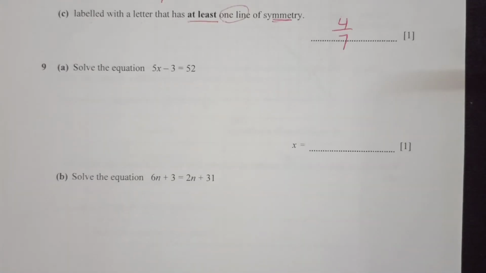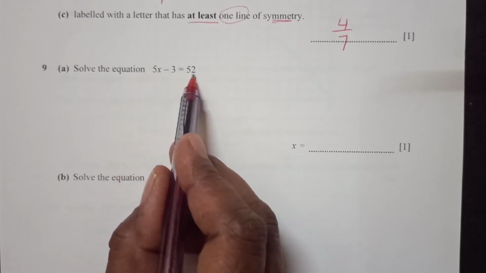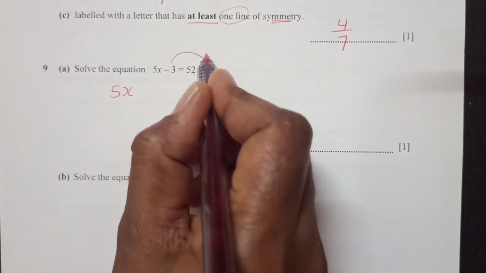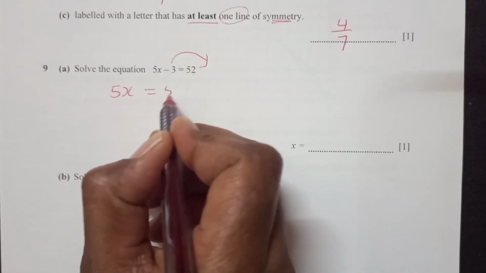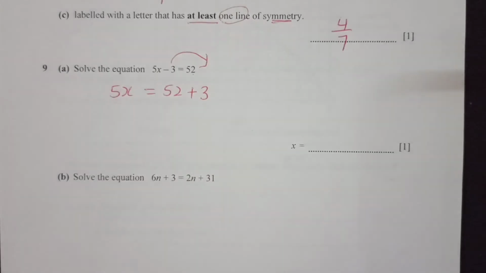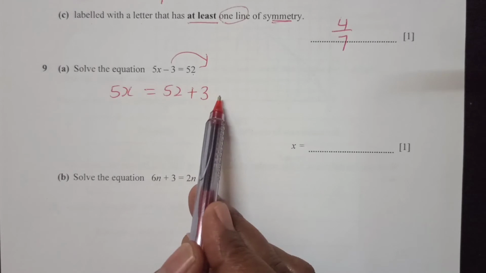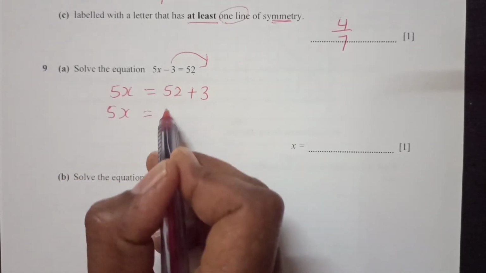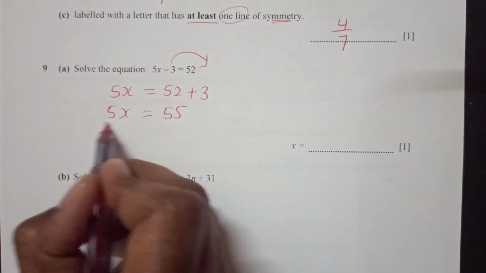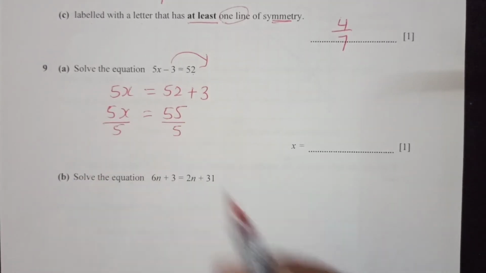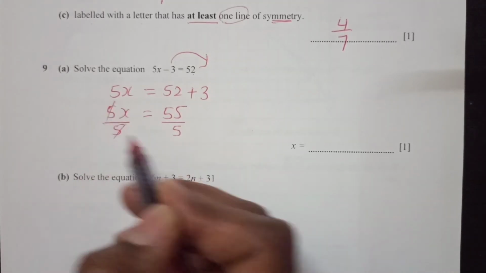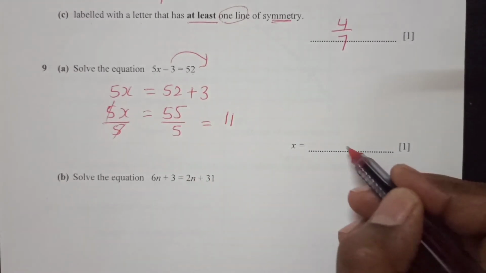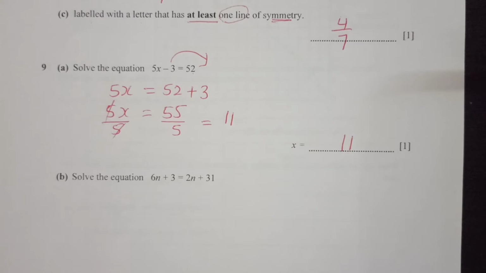Question 9, part A. Solve the equation for x. So this is 5x. We are going to shift 3 to the other side, equals 52 plus 3. This was negative here, on the other side it will become positive. So 5x equals 52 plus 3, 55. Divide by 5 on both sides. So this 5 and 5 is gone. 55 divided by 5 is 11. So the final answer is 11.